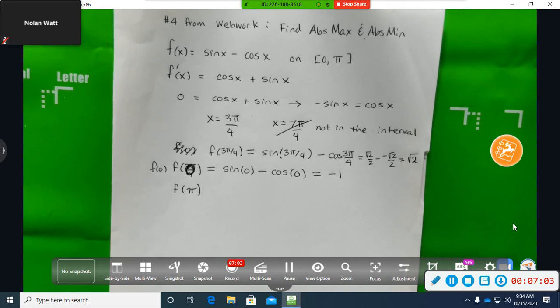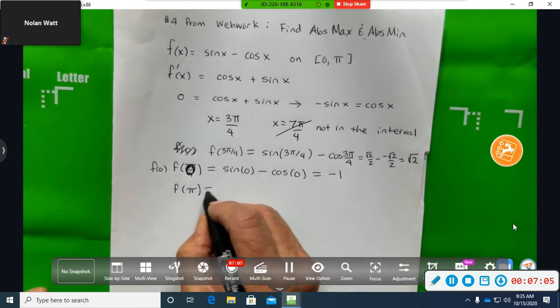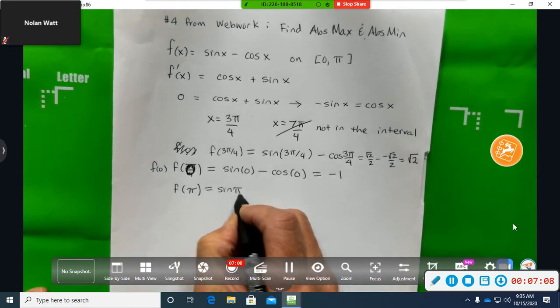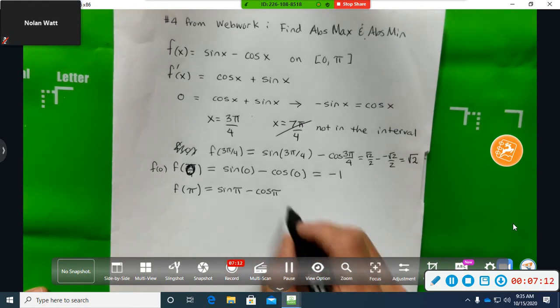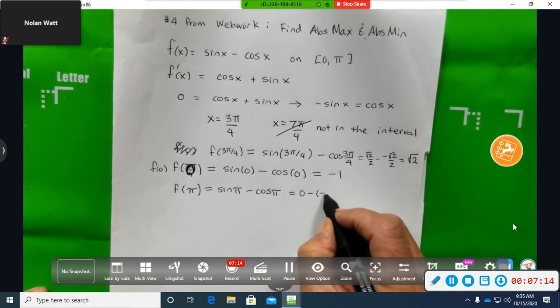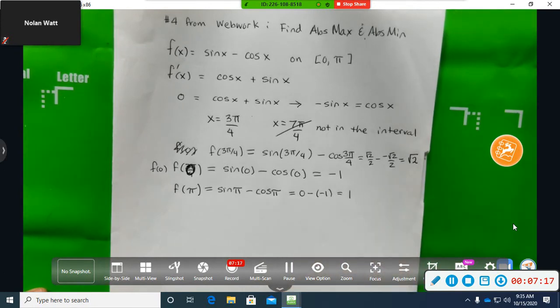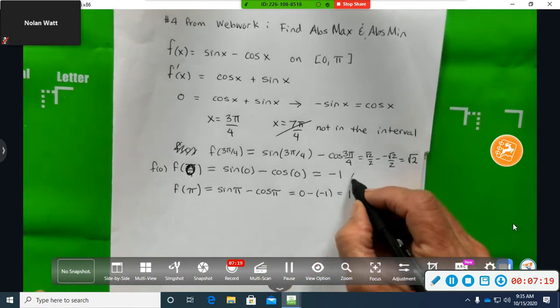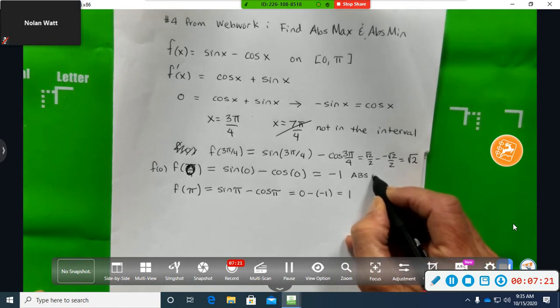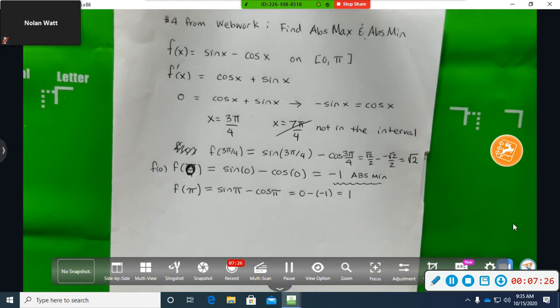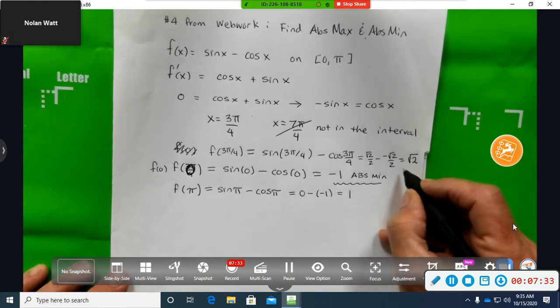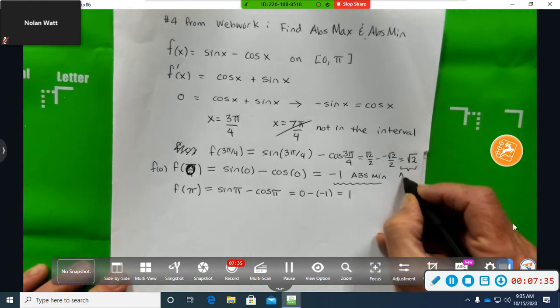Then f of pi is the sine of pi minus the cosine of pi. Does anybody know the value of the sine of pi? 0. Cosine of pi? Negative 1. So we've only got one negative number. That makes that clearly the absolute min. Which is larger, square root of 2 or 1? Square root of 2 is 1.41. So this number here is the absolute max.